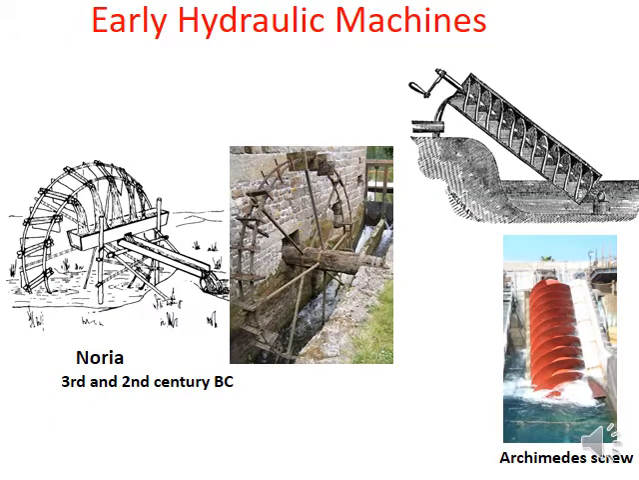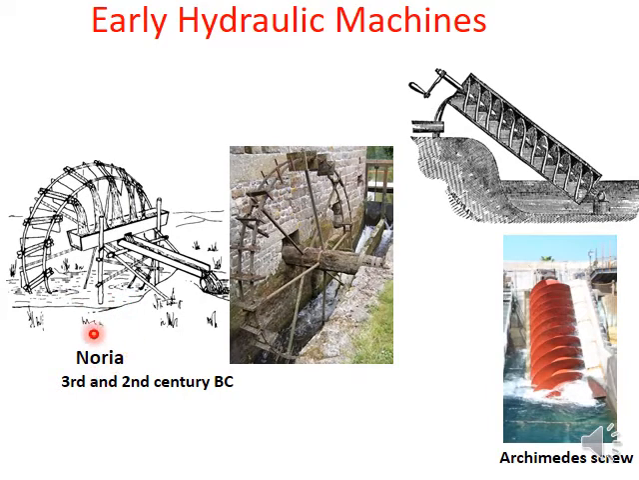Now let us see the use of hydraulic machines in industrial purposes. The application of hydraulic machines is not new. This shows a water wheel or Chinese noria.